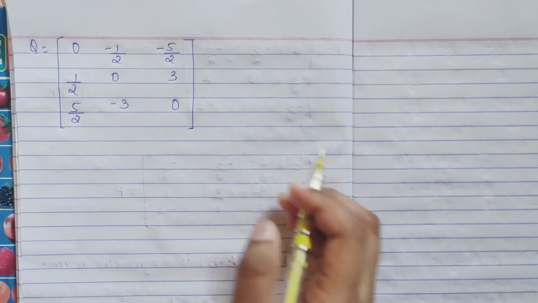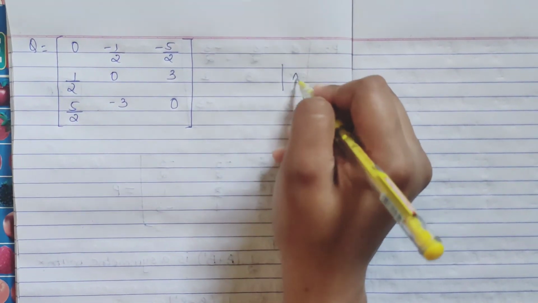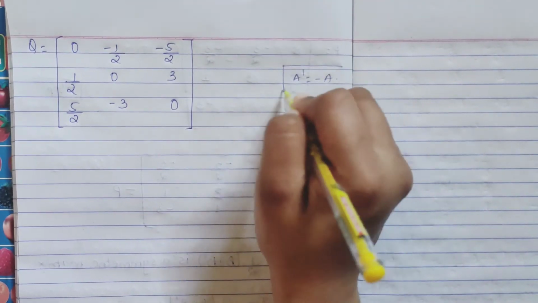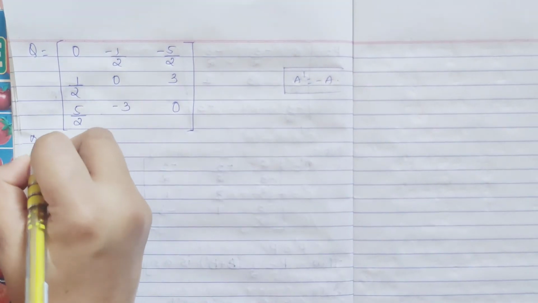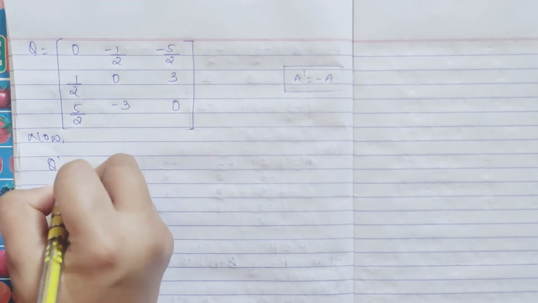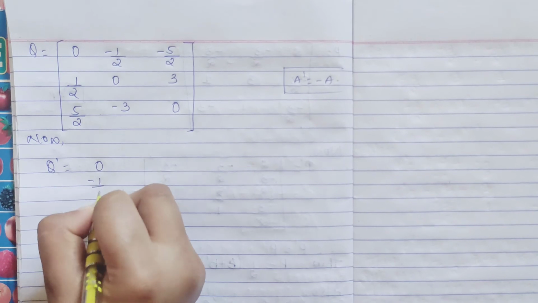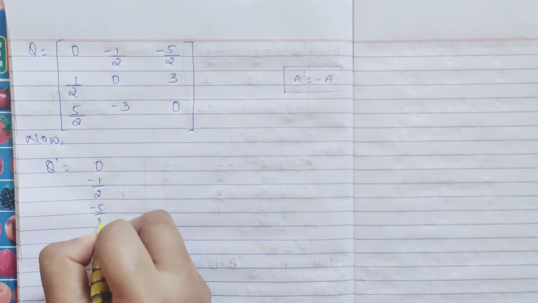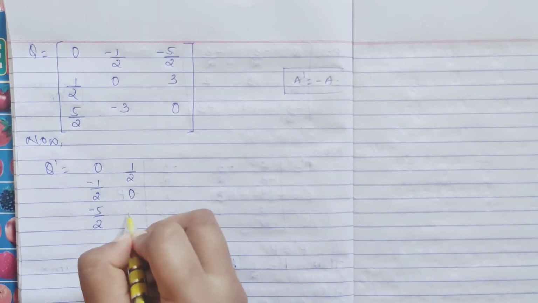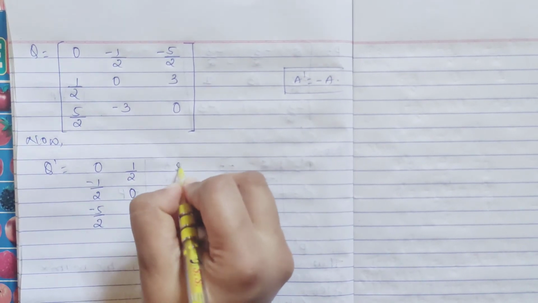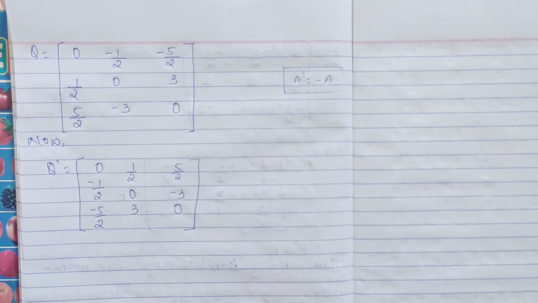Now you have to show this is a skew symmetric matrix. How does a skew symmetric matrix tell? A transpose should be equal to minus A. So you should get Q transpose equal to minus Q. Now we will find our Q transpose. Rows convert into columns. 0, minus 1 by 2 and minus 5 by 2. Second row: 1 by 2, 0, and here you have 3. Third row: 5 by 2, minus 3, 0. So this is your Q transpose, but you are not getting it as minus Q.